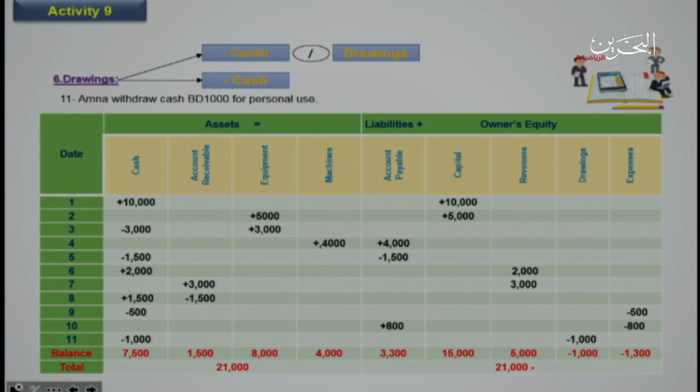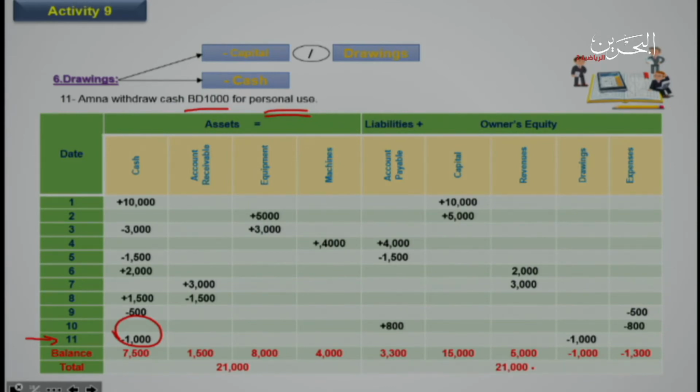Moving to the drawing section. Amna withdraws cash of 1,000 for personal use. If I draw an amount from my account, directly I know that my cash account will be affected by decreasing the amount in the cash account.